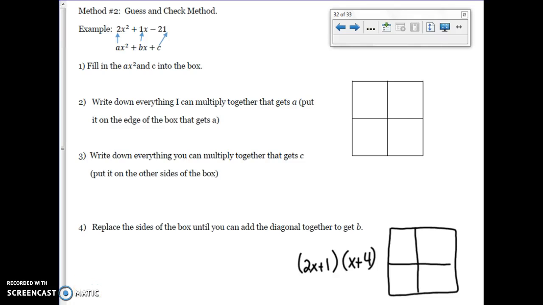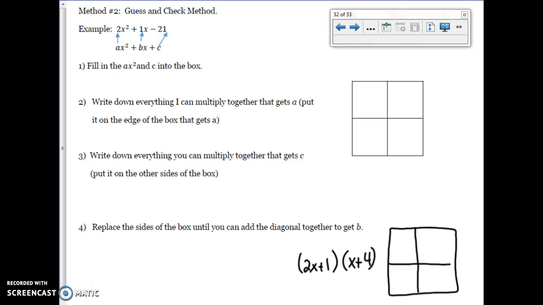We're looking at a method to factor out an expression. It's called the guess and check or the box method of factoring out an expression. You guys know how to factor out wimpy ones, and there's a video that you guys can look at that will go over that. But let's deal with something that's a little bit more robust.